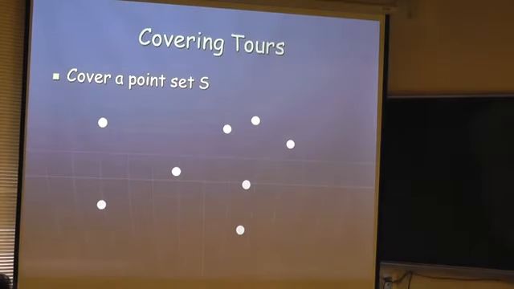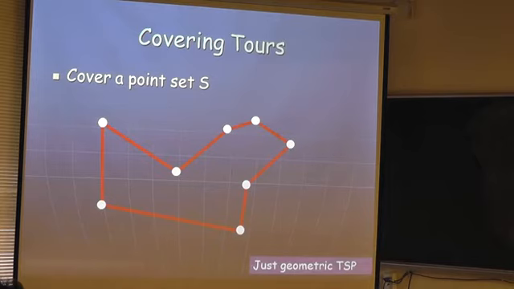So what do I mean by covering tours? So I have some set I want to cover. Say I have a discrete finite point set in the plane. And I want to cover it by visiting every point. So that would be what we call the traveling salesman problem. Find a shortest tour, find a closed cycle of minimum length that covers or touches every point of the input set. And that's a classic problem in optimization.